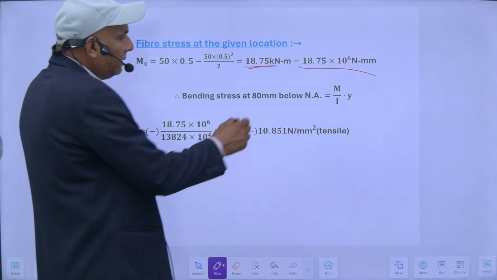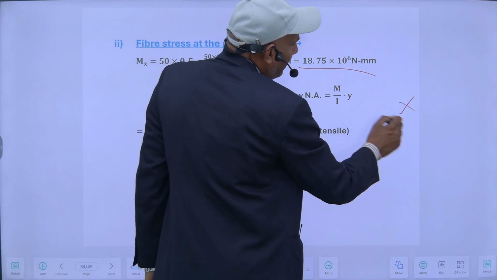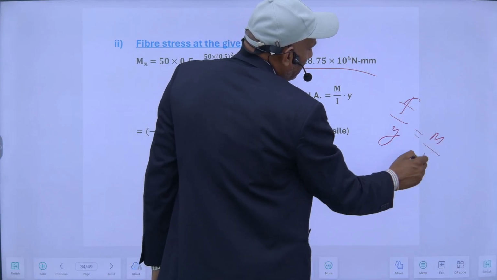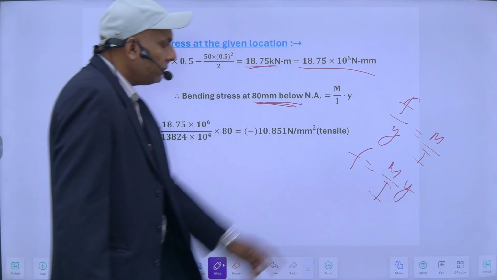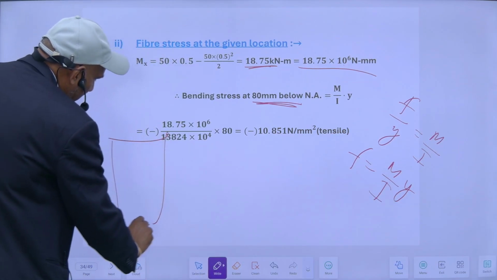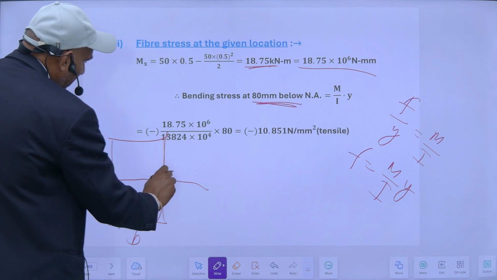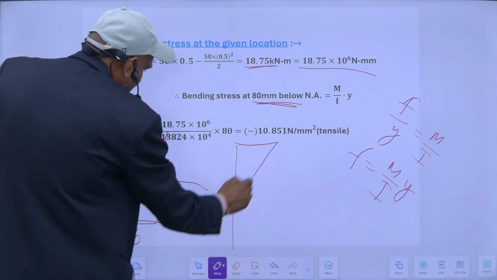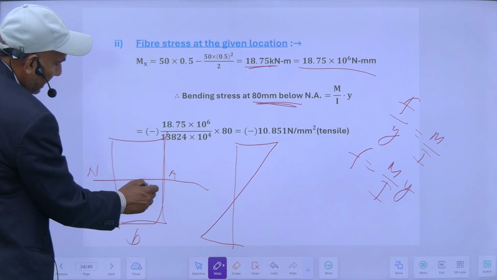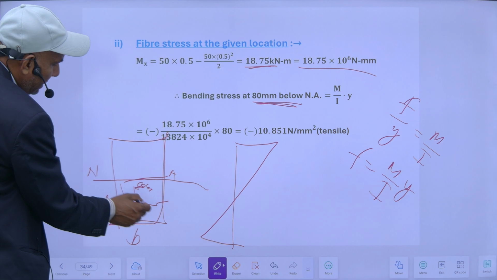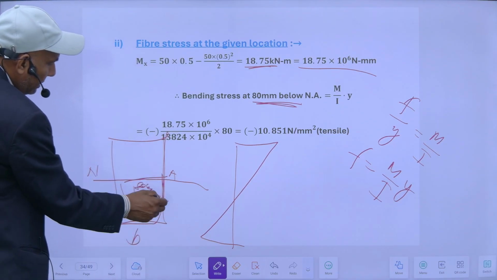So bending stress will be M upon I into Y. This is my formula. F upon Y is equal to M upon I, so F is equal to M upon I into Y. This Y is the distance from the neutral axis at which we want to know the stress. Suppose this is my B, this is D, this is the neutral axis, and my stress diagram will be like this. At any point, suppose I want to know the stress at this level, which is 80 mm below the neutral axis, it will be M upon I into this distance.